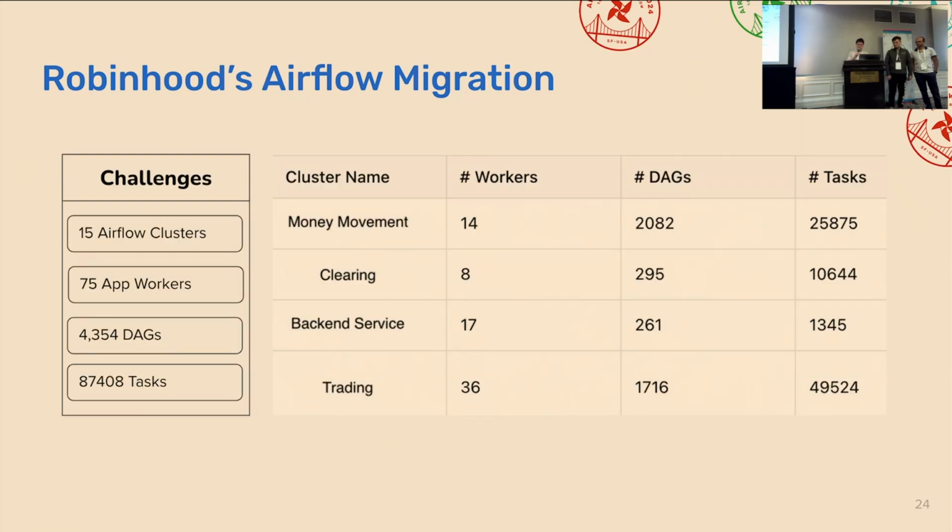In this migration, we faced the challenge of migrating 15 Airflow clusters, 75 application workers, and more than 4,000 stacks, and over 85,000 tasks. This process involves more than just a straightforward transfer. We also need to upgrade our Airflow code to satisfy the new Airflow version, while considering the massive interdependencies between tasks, even across platforms.